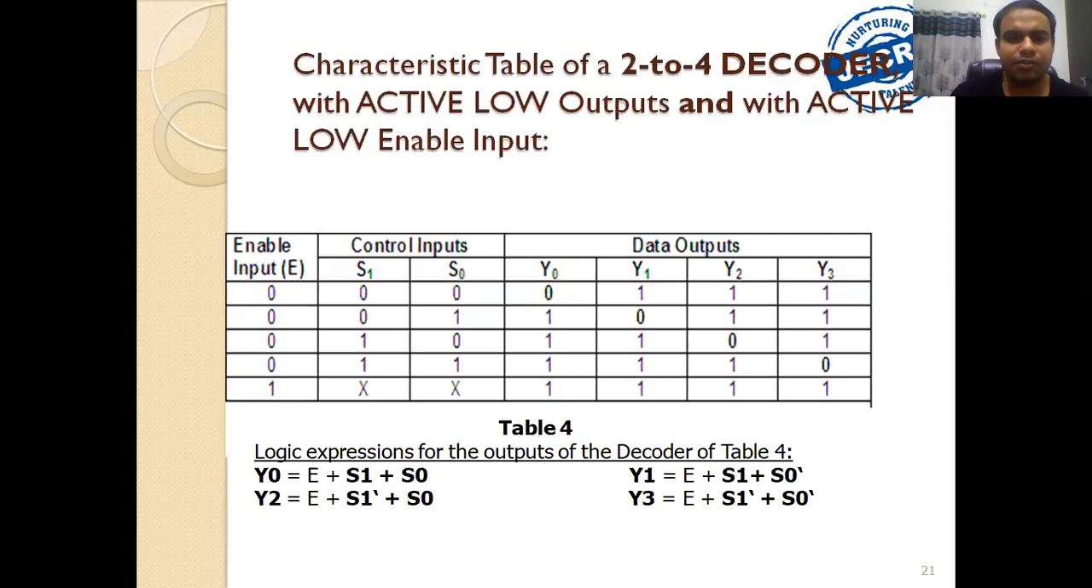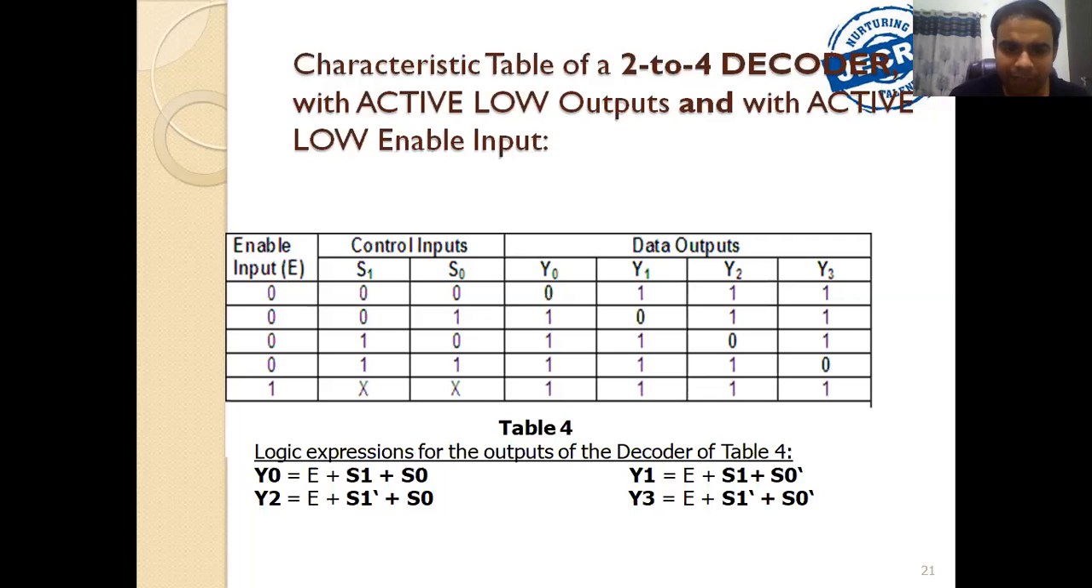Now, enable 0, control inputs 0 0, 0 1, 1 0, 1 1, and outputs. This is a low output state, which basically means the decoder works when enable is 0. For example, if the control inputs S1 and S0 are 0, 0 and the enable input is 0, it will be selected and the output will appear at Y0.